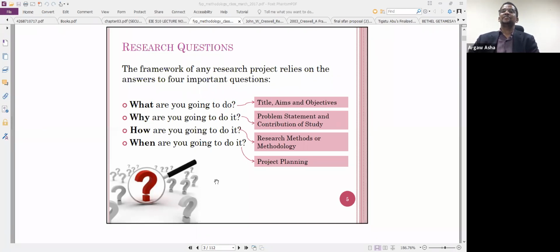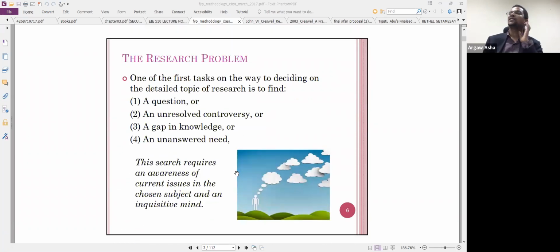Then the fourth one is, when are you going to do it? That is planning. Let us say you are a graduating class and have 6 months: maybe 1 month for data collection, another month for analysis, then the last 2 months for validity check and publications. That means you can print your materials and submit. So these are the cases which we are going to do.